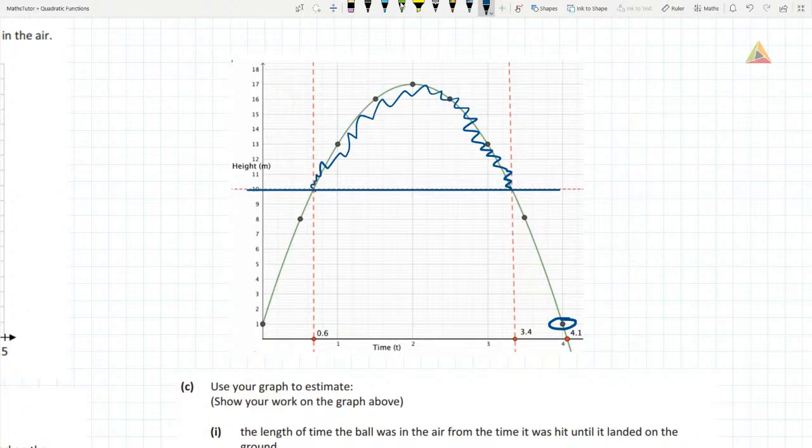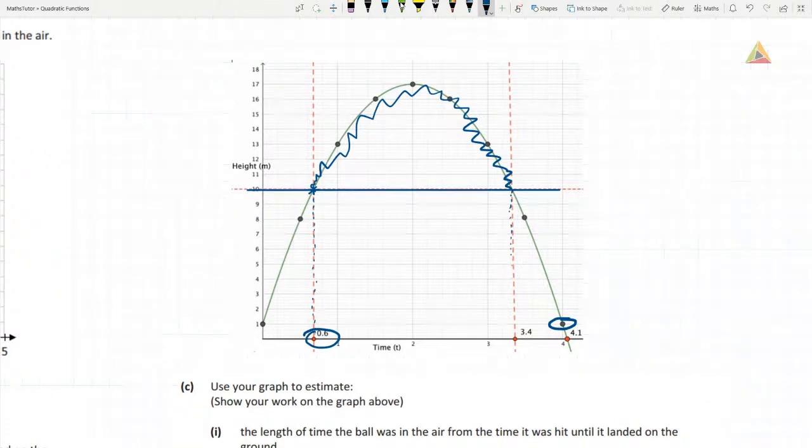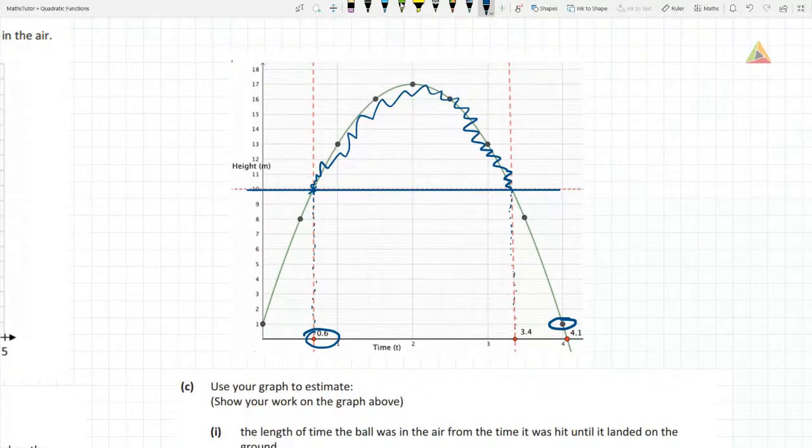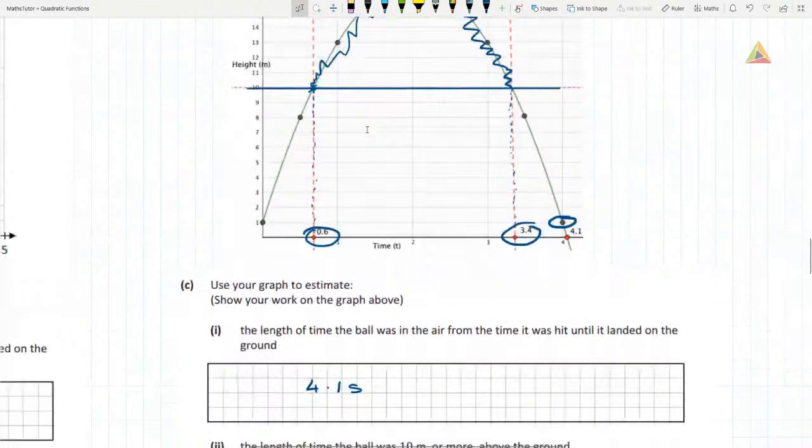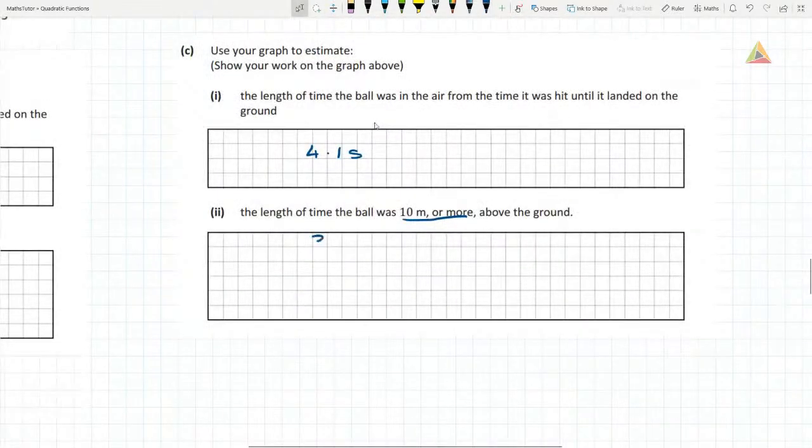So I'm saying, well, when did it reach this 10 meters? So I would take out my ruler and join down to the x-axis and read off when did it reach 10 meters. So from this, the estimate is 0.6 seconds. And then I would say, well, where did it come back under 10 meters? So again, I would take out my ruler and join down until I reach the x-axis, and we're estimating 3.4 seconds here. So above 10 meters or 10 meters or more, from 0.6 seconds to 3.4 seconds. And my workings are on the graph.